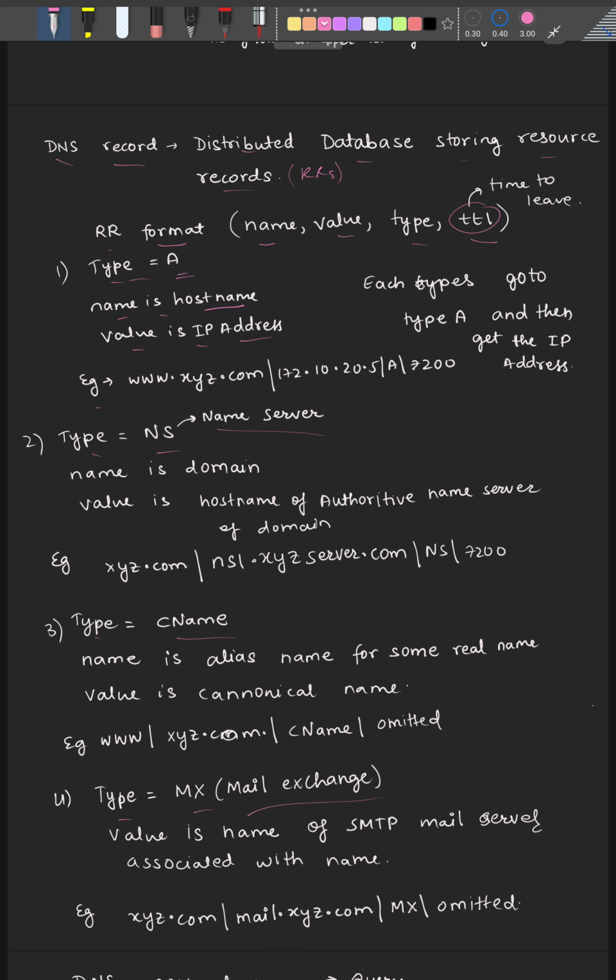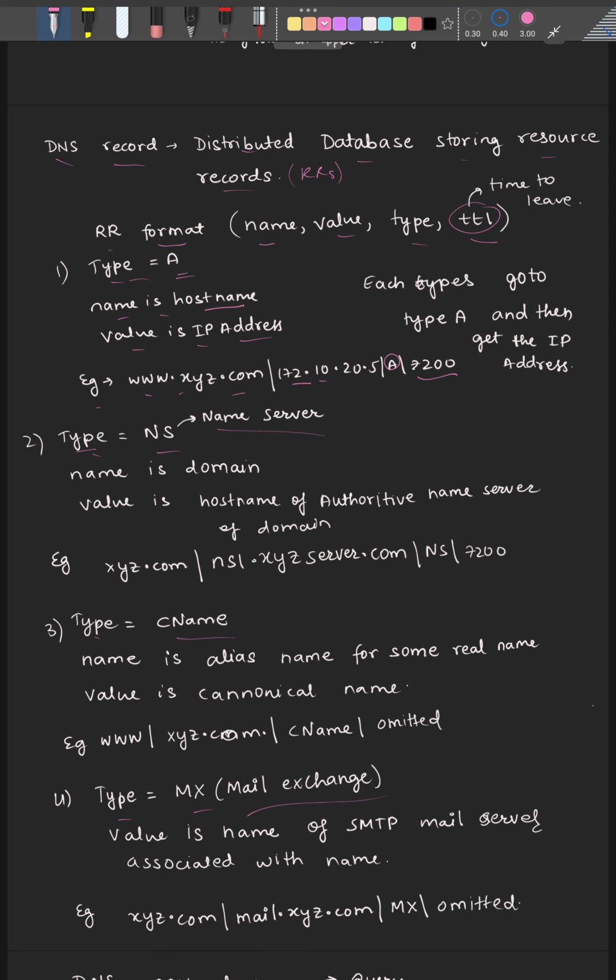Let's take an example for this. www.xyz.com is the name, the value is the IP address, so 172.10.220.5 and so on is the IP address, then the type, that is A, and then the TTL, that is 7200 seconds or milliseconds, whatever.